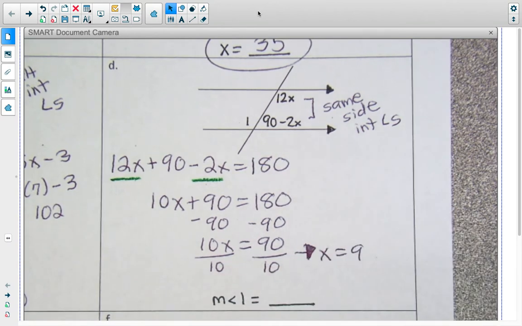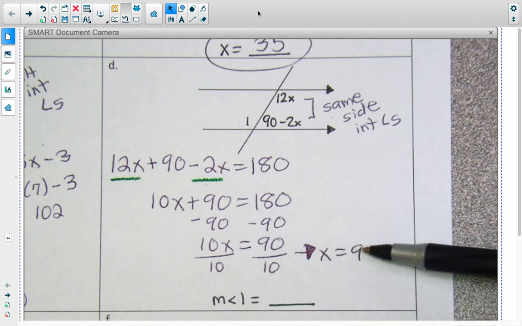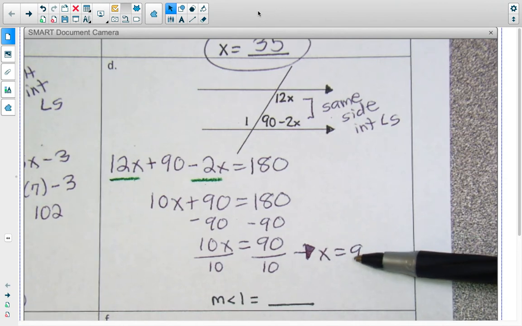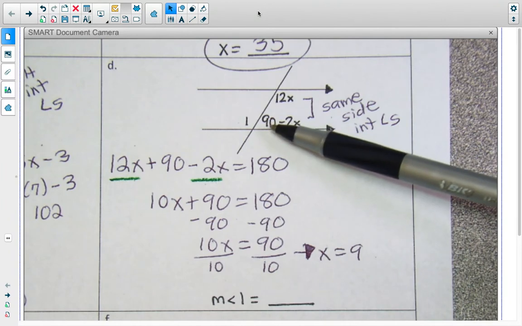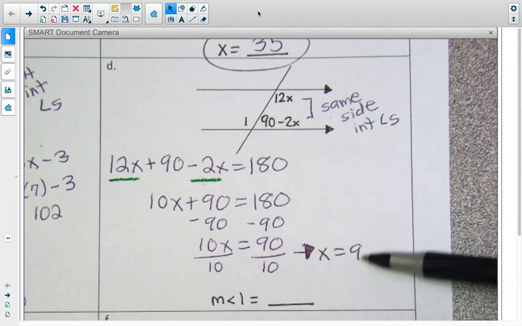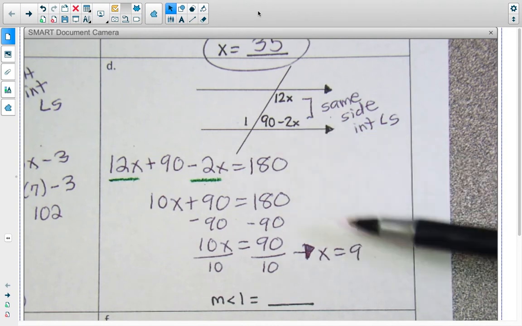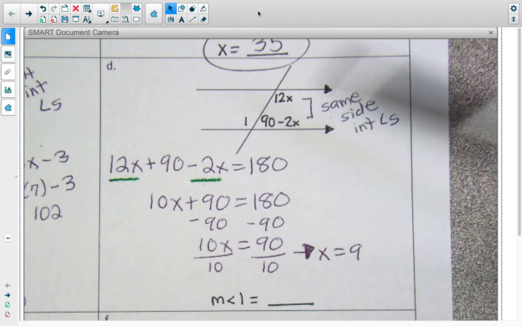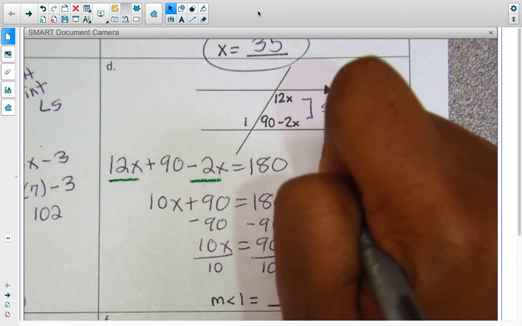Now, not finished because it's asking us for the measure of angle 1. So I now need to take this 9, and it technically doesn't matter which one you substitute into because I can use these or I can use this one. So I'm just going to use the fact that this is a linear pair. So I'm going to use these two angles right here. So I'm going to take 9 and I'm going to substitute it in for x right here. So that's going to give me 90. I'm going to plug in 9.